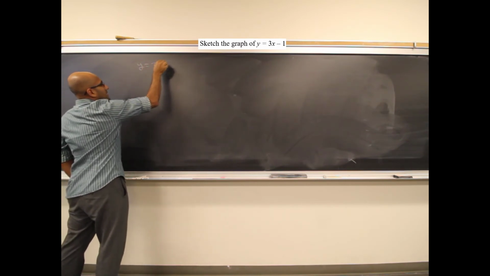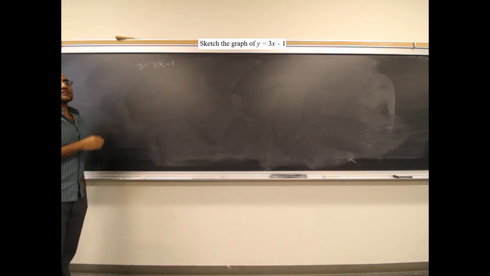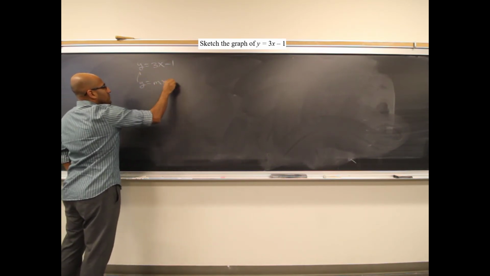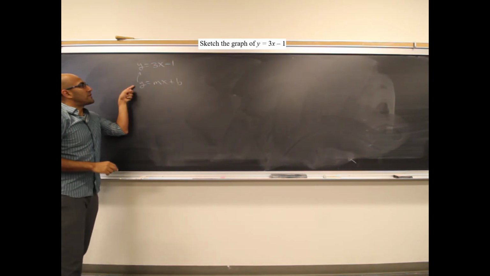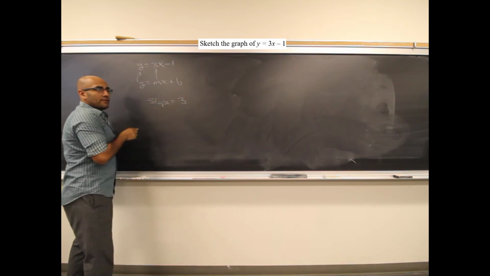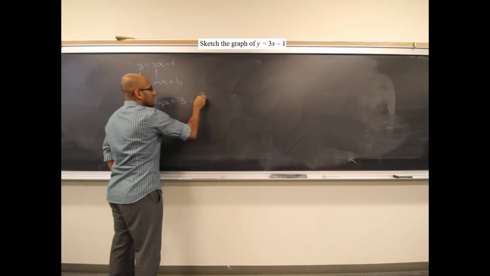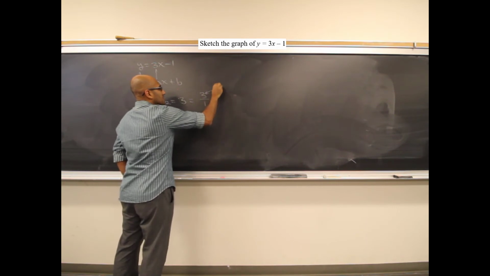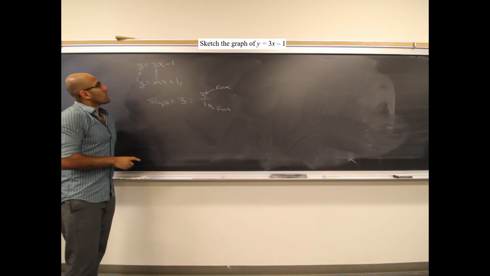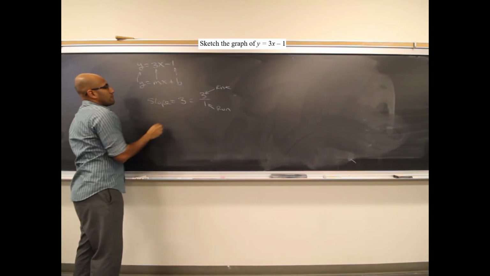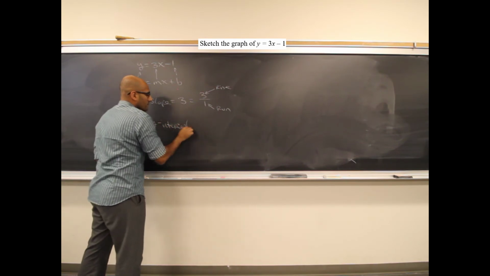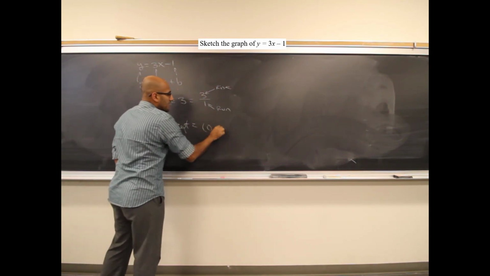Y equals 3x minus 1, and because it fits the slope-intercept form of an equation, y equals mx plus b, the slope-intercept form of a linear equation, I know the slope is equal to 3. I can turn that into a fraction by just putting a 3 over 1, and now I know that this is the rise and this is the run. Okay, I also know that this must be the b, so I know that the y-intercept is equal to (0, -1).